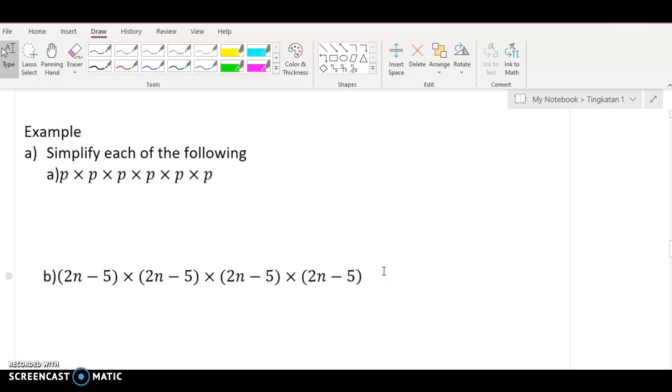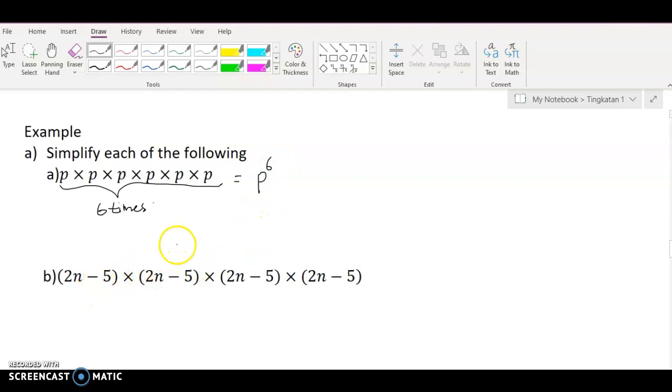Now we want to simplify each of the following. We have P times P times P times P times P times P. What you have to do is calculate how many P's there are. You can see P is 1, 2, 3, 4, 5, 6, so 6 times. So we can write it as P to the power of 6.